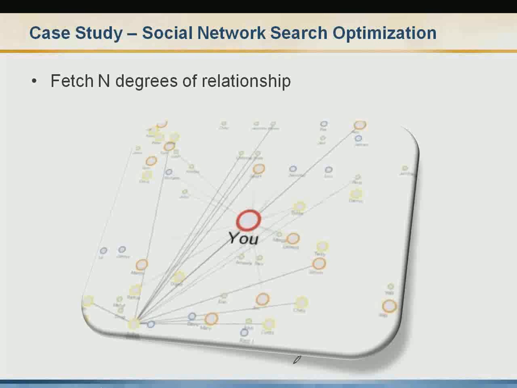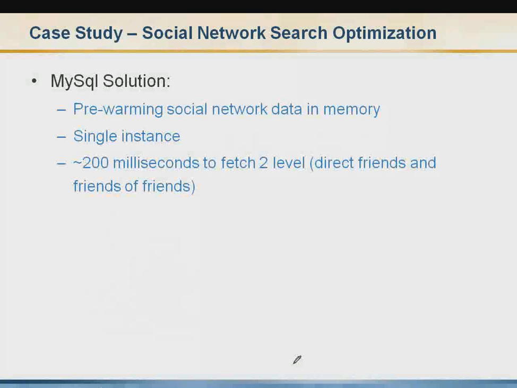Of course, users, which is what is stored in the social graph, don't necessarily only store followers or users that they relate to, but a lot of times store a lot more information like products and catalogs and so on. The solution that was previously used was a MySQL-based solution. Basically, it took the whole social network and preloaded it into memory. There was a single instance, so of course scalability is a bit difficult to achieve.